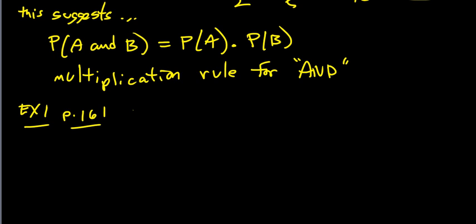Alright, I want you to turn to example 1 on page 161. It involves the polygraph study data that we've looked at before. So please pause now, turn to that page and that example on that page, and take a moment to refresh your memory in this regard. Please pause.